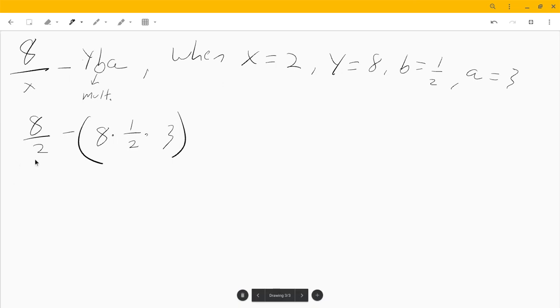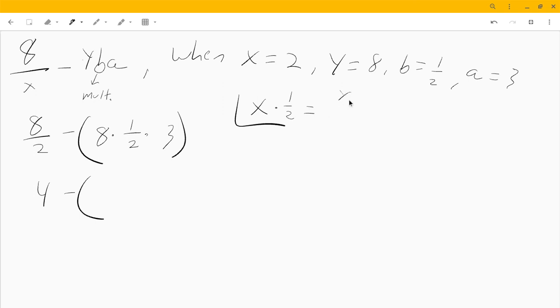So you're left with 8 divided by 2, which is 4, minus 8 times 1/2, which is just 8 divided by 2. Here, x being multiplied by 1/2 is the same thing as x divided by 2. You ought to know that.